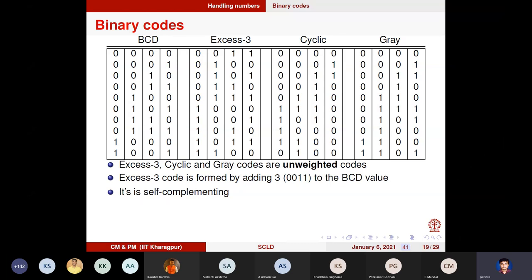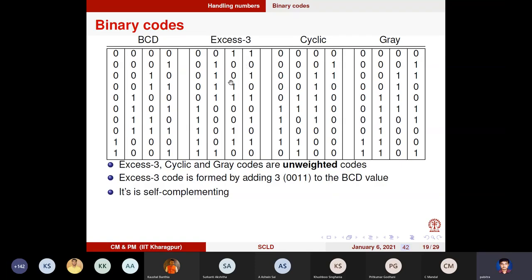So here are some other examples of code. Definitely we'll come back to them when we go into error correction and other things. Here is something called an XS3 code. And the BCD is a weighted code. The last three, XS3, cyclic, gray, we'll see how to construct these codes, are unweighted codes. Unweighted codes in the sense that you don't have a set of weights which you can multiply to get back the decimals. Okay, so let's see how to get these codes.